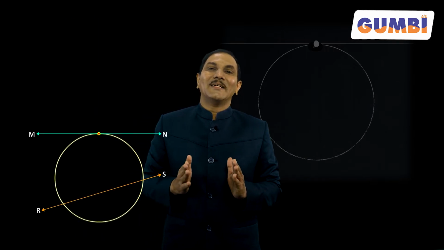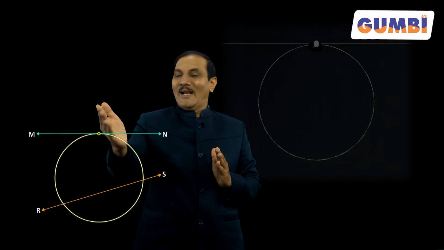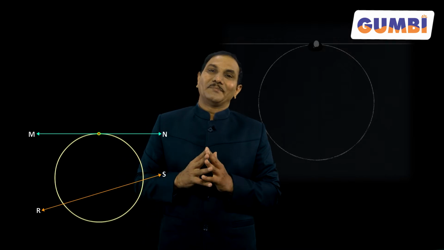See here, this is the tangent for this curved line at the point highlighted. So just remember, secant means to cut, tangent means to touch. In this circle, MN is the tangent and RS is the secant.